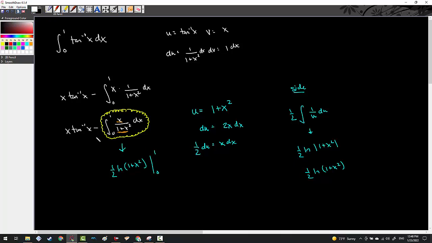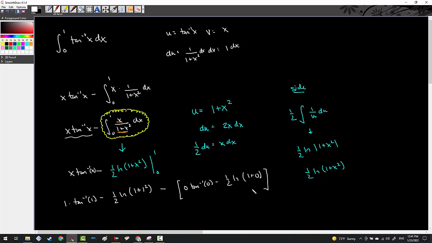But please don't forget about this guy. He was always there. And it's going to be minus that. And so from here, we are going to go ahead and reevaluate this on 0 to 1. So what I've got is 1. Whoops, forgot about the x there. Sorry about that. 1 times tan inverse of 1 minus 1/2 ln of 1 plus 1 squared. That takes care of the 1's, minus 0 times tan inverse of 0 minus 1/2 ln of 1 plus 0.